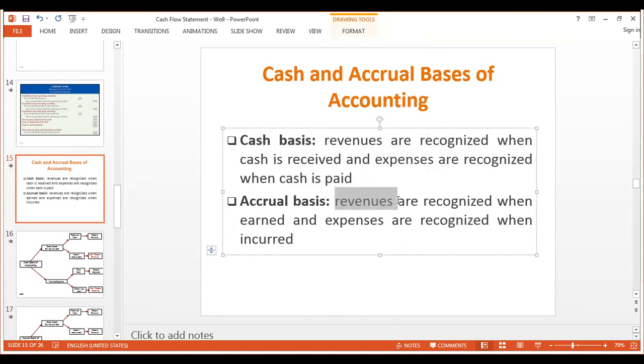Accrual basis records revenue if they receive cash or if they do not receive cash. Okay, you provide service, you have to record revenue. It is related with cash or not, doesn't matter. You provide service, record revenue. Record expense when it is already incurred; you pay cash or not, record it as expense.